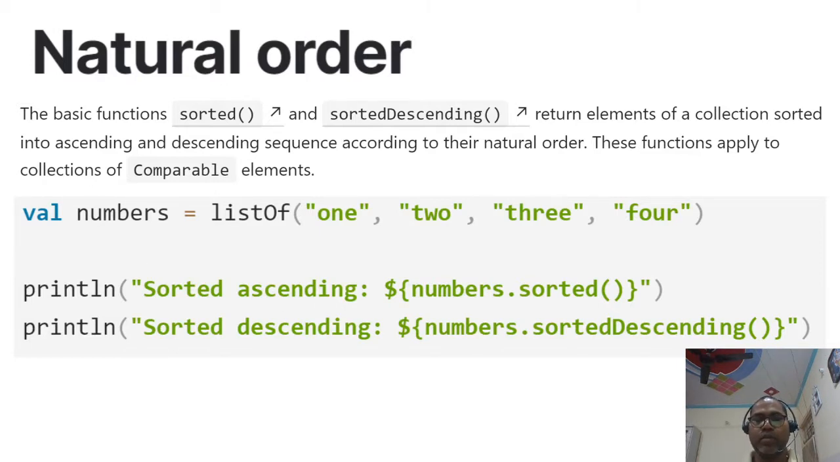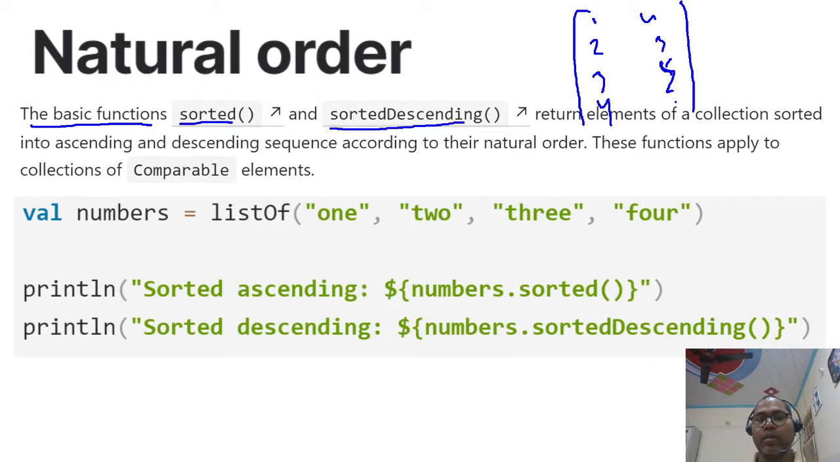So first let's see the basic functions the collections offer, such as sorted. If you want to sort in ascending order or descending order: ascending means 1 2 3 4, if you have a list of numbers, or if you want descending order, then 4 3 2 1. This is your descending order. So we have both methods, sorted and sortedDescending.